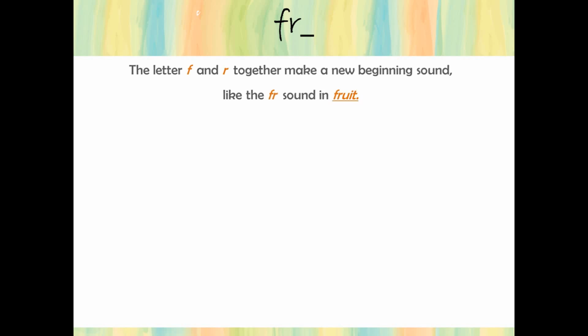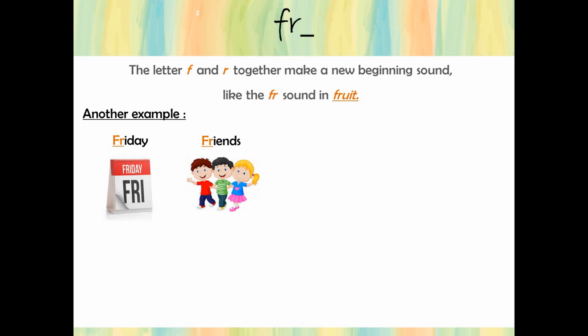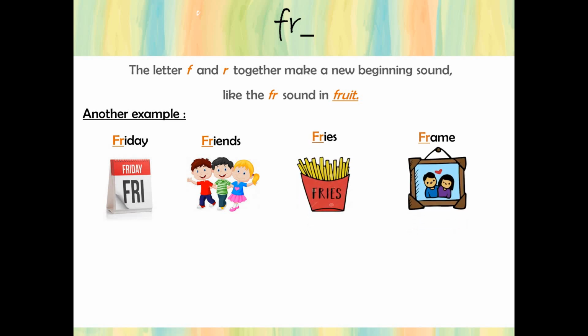The next beginning blend is fr. The beginning blend fr is made up of letter F and R. They combine and make the sound fr like in fruit. Let's take a look at other words that start with the sound fr. We have Friday, friends, fries, and frame.